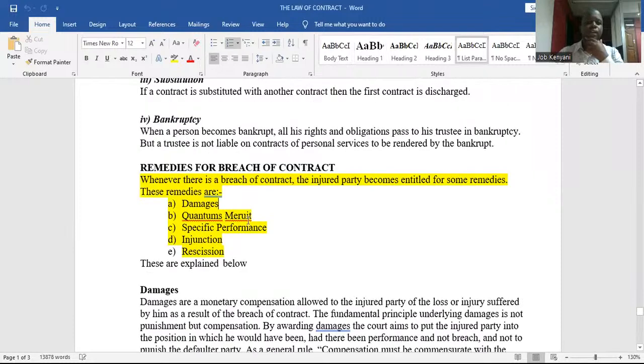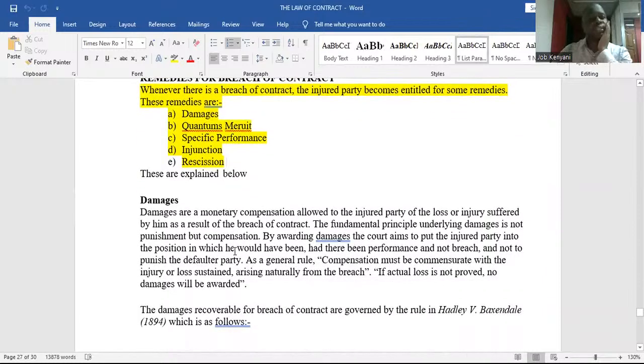The remedies for breach of a contract. You can have damages, quantum meruit, specific performance, injunction, or maybe cancellation or rescission of the contract. Damages are monetary compensation allowed to the injured party for the loss or injury suffered by him as a result of the breach of the contract.